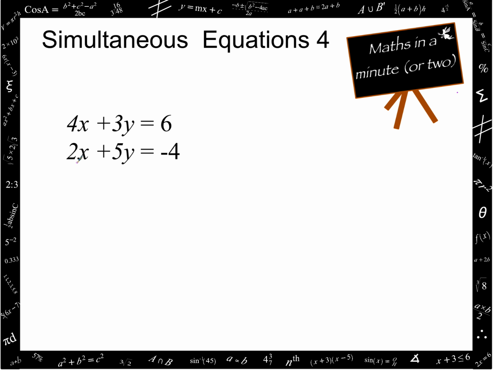So what we're going to do is to double the entire bottom row. So the top row is going to remain as it is, and the bottom row is going to turn into 4x. Don't forget to multiply everything by 2. So 4x and 10y and minus 8. So even the minus 4 is getting doubled as well.